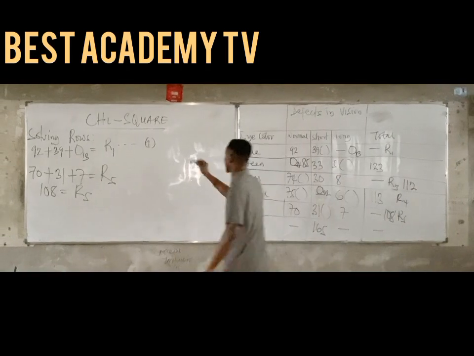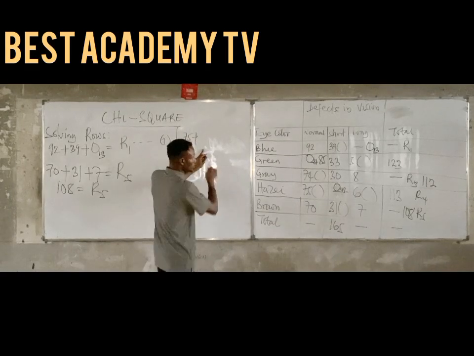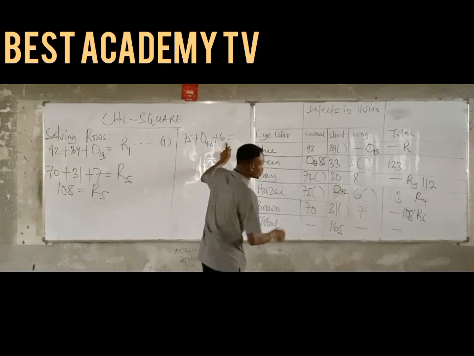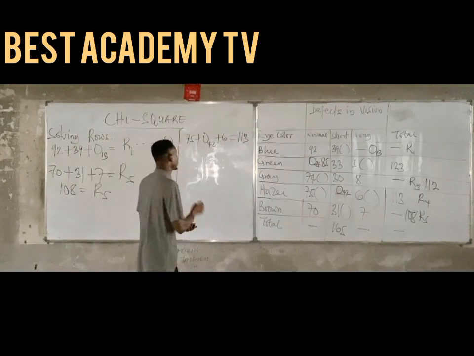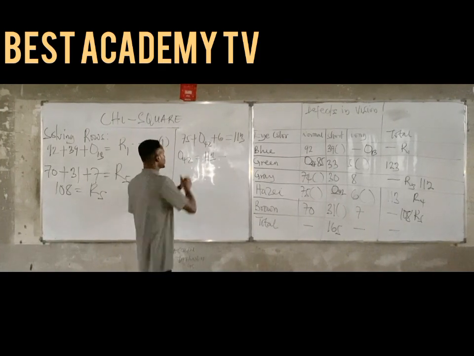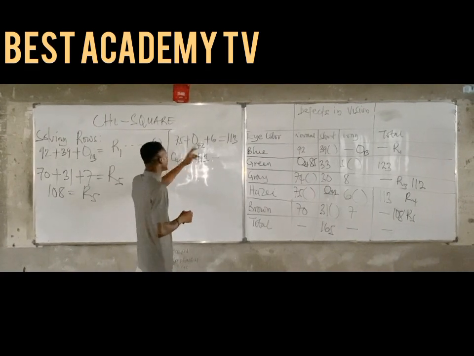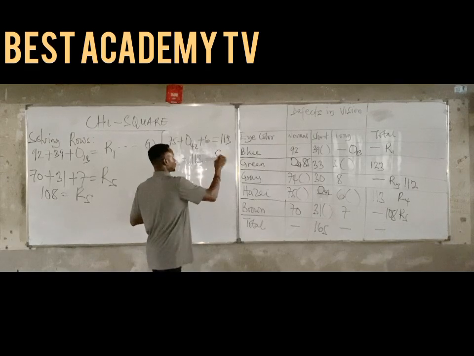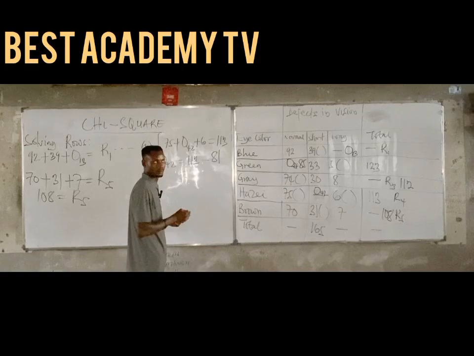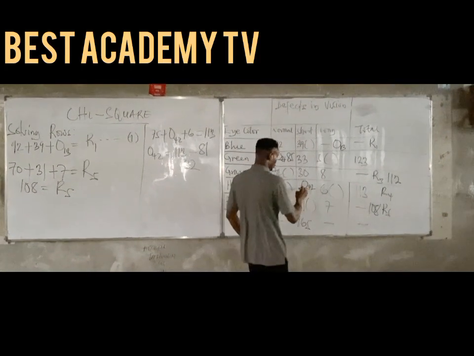So this will be 75 plus O of 4 2, please take note, plus 6, is equal to 113. So class, let's solve. O of 4 2 will be equal to 113 minus 75 plus 6. Class, what is the answer? 75 plus 6 is 81, right? So this will be 113 minus 81. Class, what is the answer, please? That is 32. So I'm going to have this to be 32.